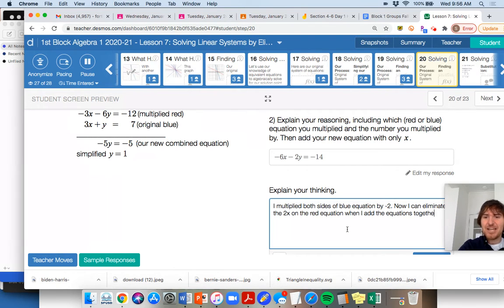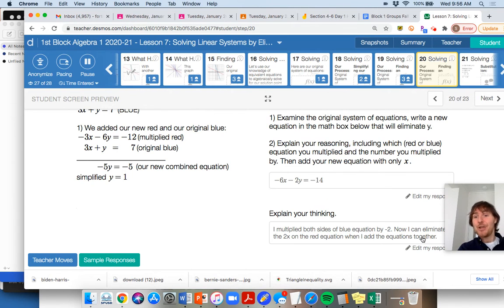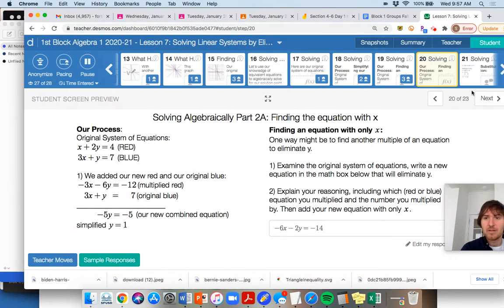Okay, so elimination kind of works by multiplying one equation by a certain amount, and then you add the two equations together, and you should eliminate a variable. That's the goal. So the tricky thing is to think about what I need to multiply by to eliminate a variable here, okay?